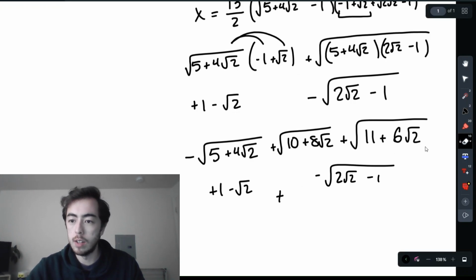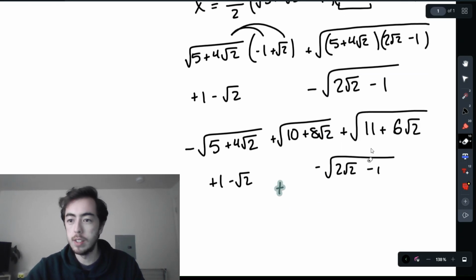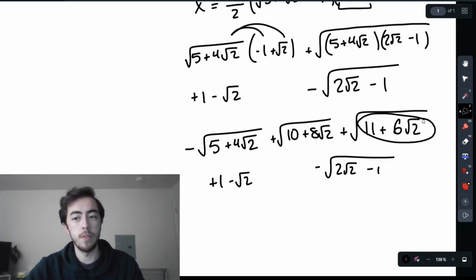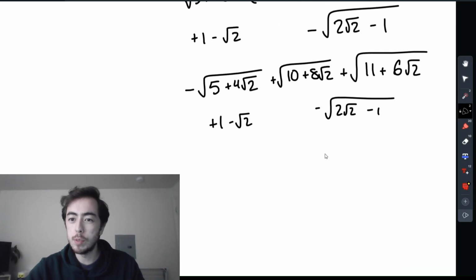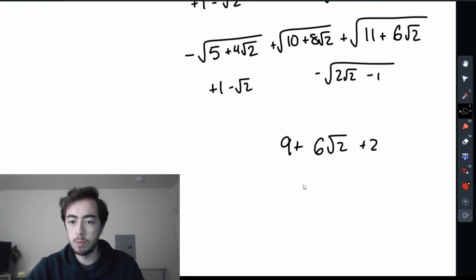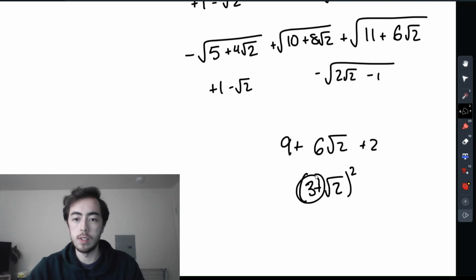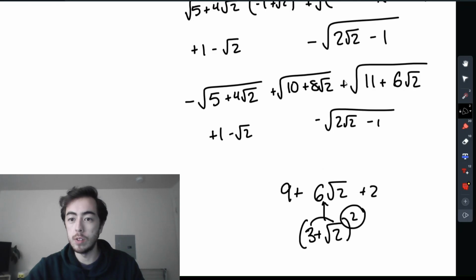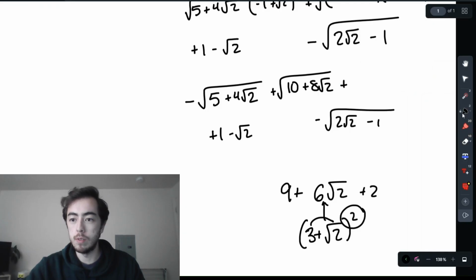Okay. Something that's actually a little hard to spot. I think this right here is a perfect square. We could split the 11 as a 9 and a 2, and then keep that 6 root 2 the same. And this would be the same thing as 3 plus root 2 all squared, right? Because this squared is 9, this squared is 2, and then twice the product of these gives us our middle term. So this square that we found cancels with this square root, and so we're just left with 3 plus root 2 in this spot.